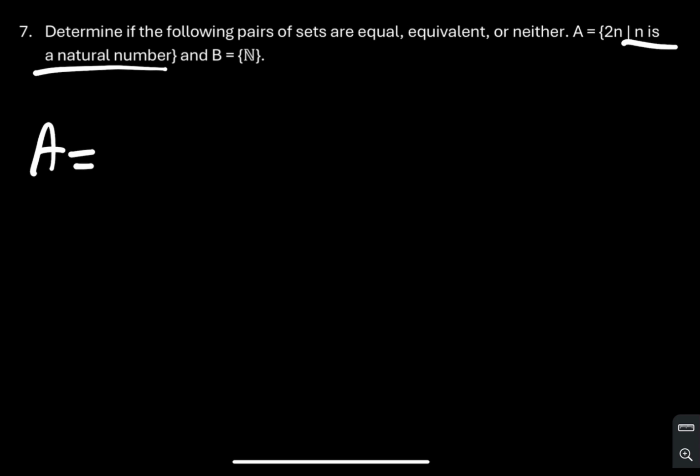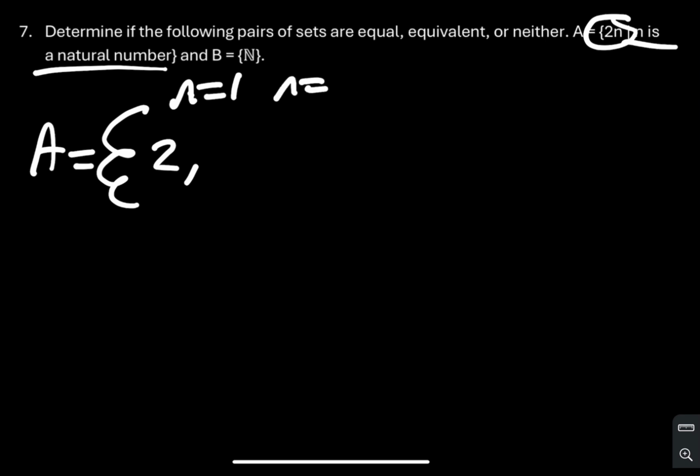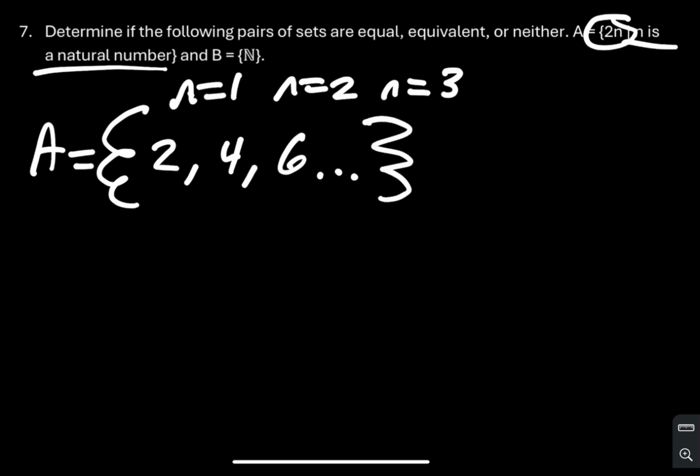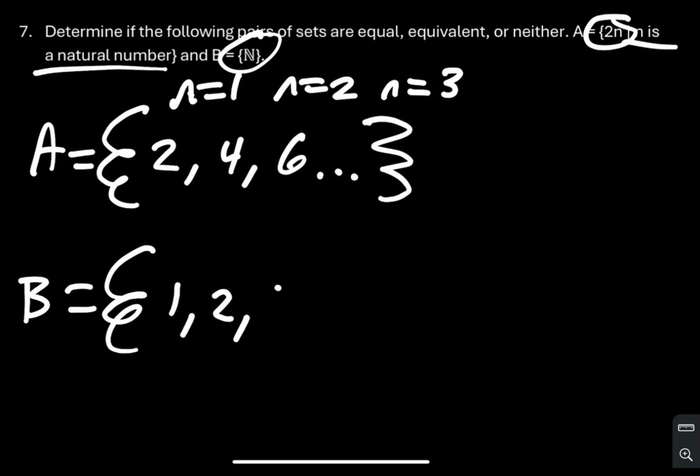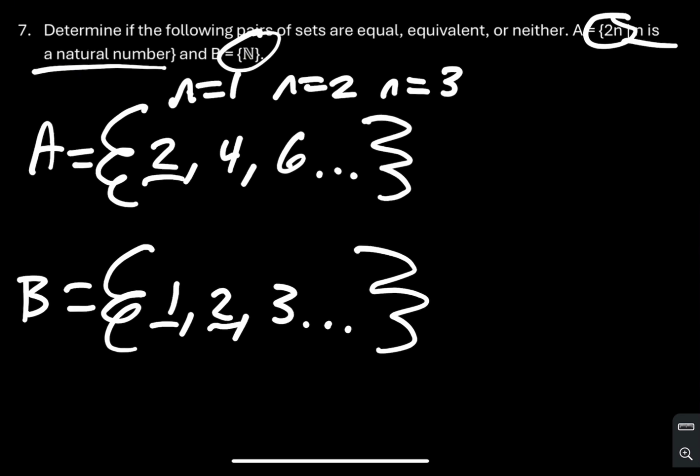So for set A, it has 2 times n. So whatever n is in the set, for example, let's start off with 1. Let's say n is equal to 1. So if n is equal to 1, 1 is a natural number, so therefore it's going to be 2 times n, which is 2 times 1. So we have 2, and then if we move to n is equal to 2, we're going to do the same procedure. It's going to be 2n, which is 4, and then we can do n is equal to 3, and then we get 6, and so on. So that's going to be for set A. So for set B, we have the set of natural numbers. So it starts at 1, and then goes to 2, and then 3, and then all the way to infinity. So if you notice, these sets, we don't have the same exact elements.